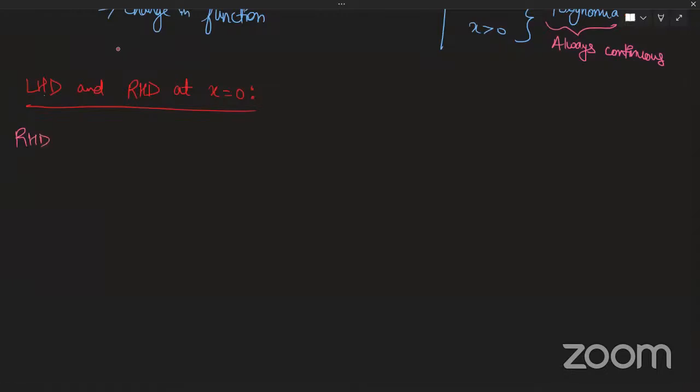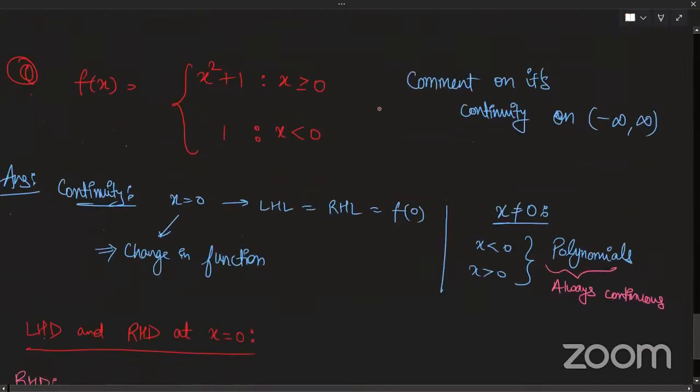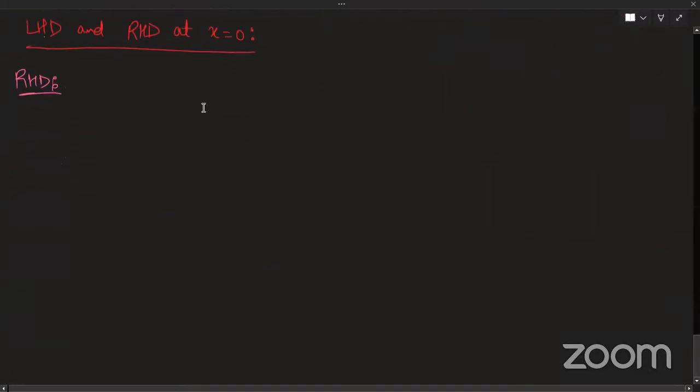So going for the right hand derivative first. I hope all of you got this logic, that why we only need to check the continuity at x equal to 0. Got it, everyone? Okay, great.